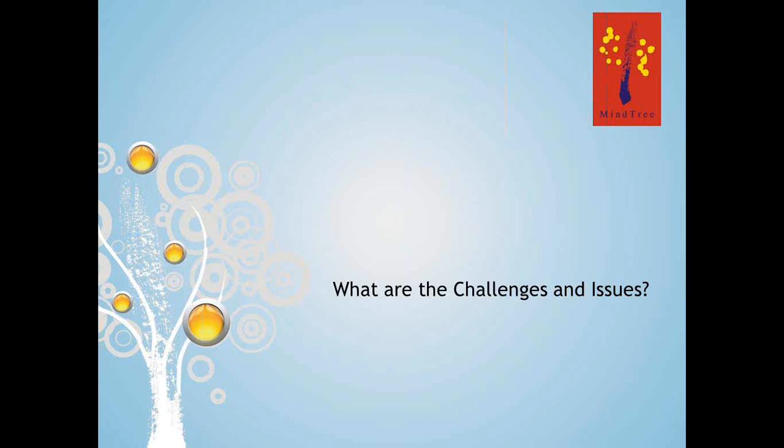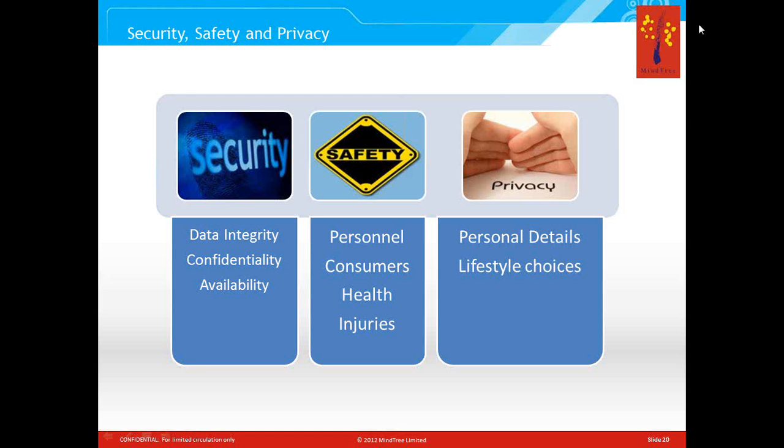Now, this is all fine, all these networks of smart objects doing such fantastic things. But what are really the challenges and issues? There are a lot of challenges ahead for such kind of Internet of Things, whether on a small scale or on a large scale. Security, safety, and privacy. These are the big challenges in front of us.